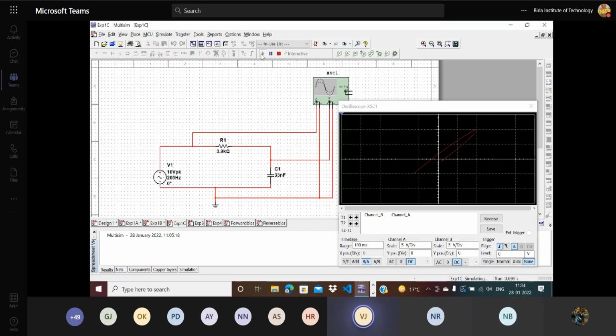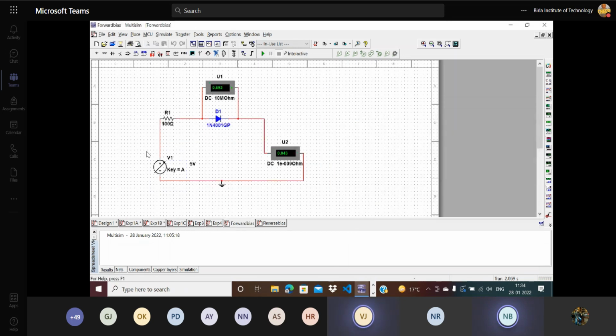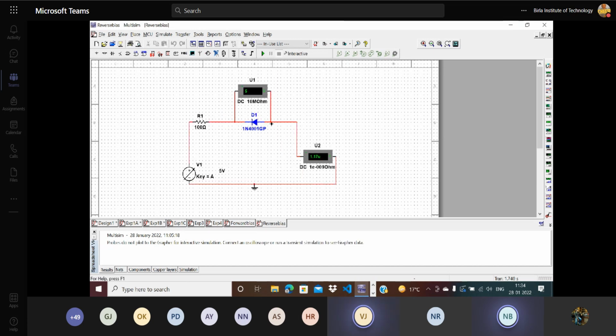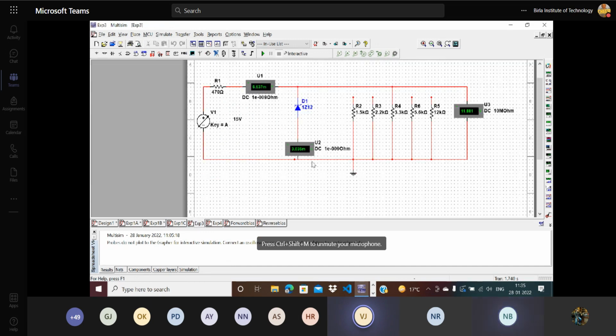Okay. Then this is the forward bias setup. Do I need to change the voltage and show? Yes. You have observed that when you are changing the voltage, you could observe the changes in both the ammeter and voltmeter. Yes, sir. Then this is the reverse bias one. And then this is experiment 3.